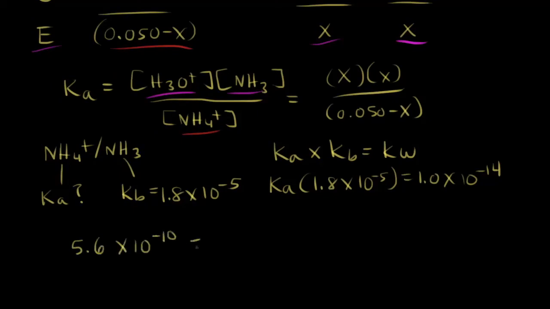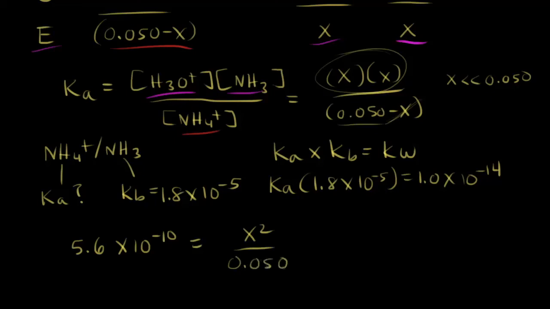So Ka is 5.6 times 10 to the negative 10, and this is equal to x squared over here. Once again, we're going to assume that x is much, much smaller than 0.05, so we don't have to worry about x right here. If it's an extremely small number, 0.050 minus x is pretty much the same as 0.050. So we plug this in and we have 0.050 here. So we need to solve for x.